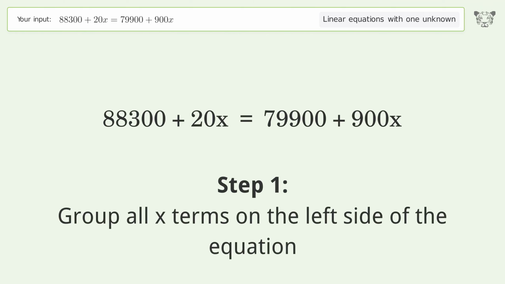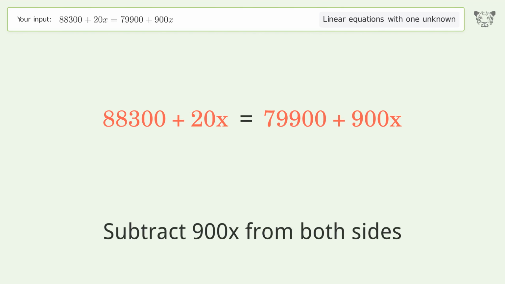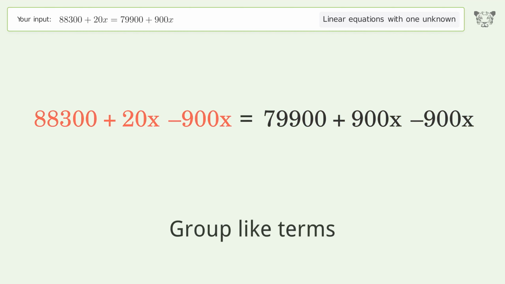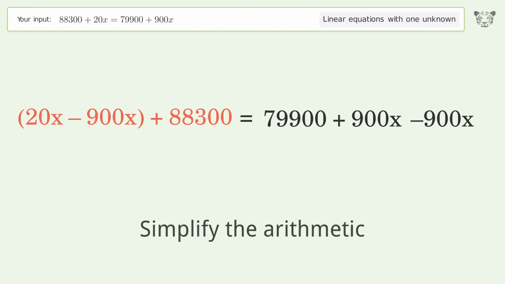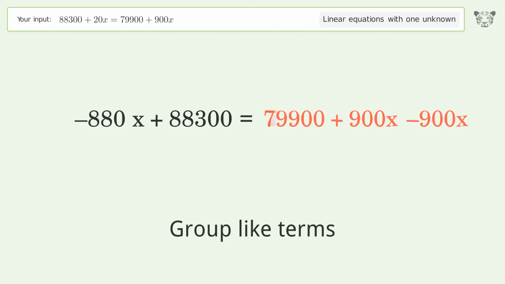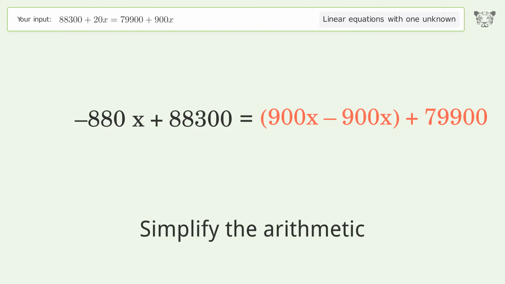Group all x terms on the left side of the equation. Subtract 900x from both sides. Group like terms. Simplify the arithmetic. Group like terms. Simplify the arithmetic.